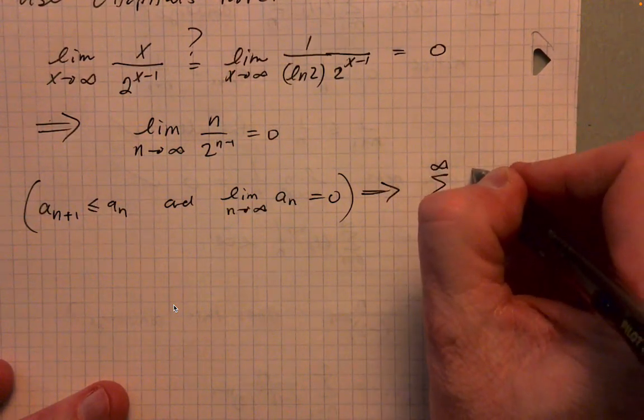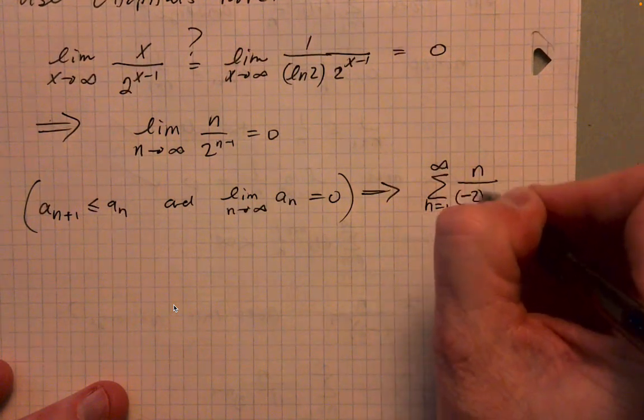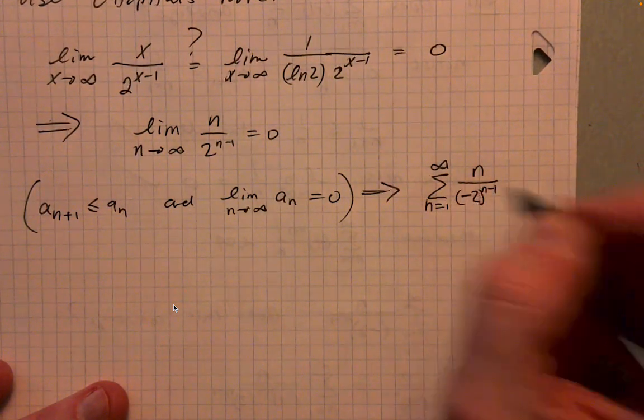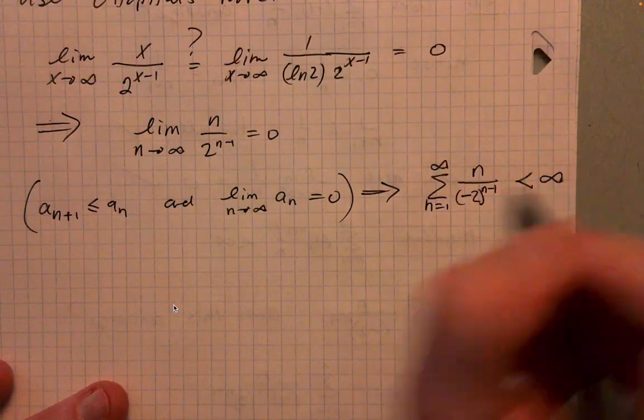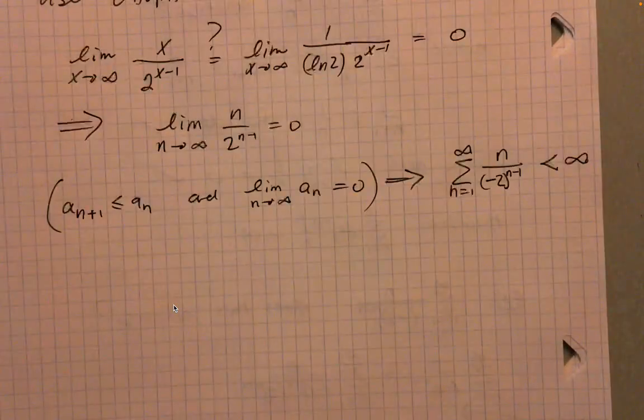And so let's write it all out here. This would be the sum of n over negative 2 to the n minus 1. And so this implies that the series converges to some finite sum, some finite value. This is a nice shorthand way to write that. Okay, very good. Right, so that is another example.